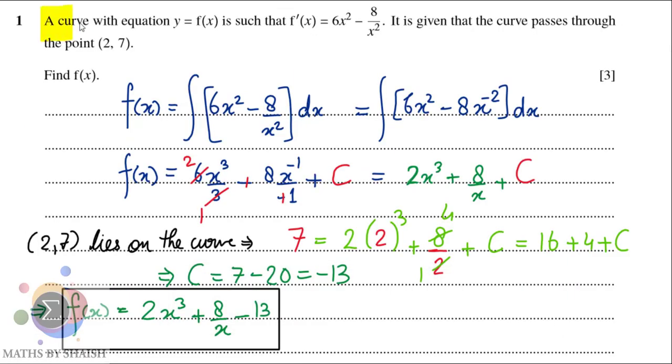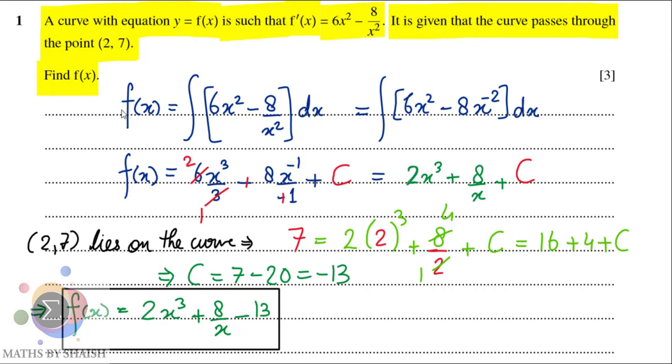So here's the question. A curve with equation y equals f(x) is such that f dash x is given as 6x squared minus 8 over x squared. It is given that the curve passes through the point (2, 7). Find f(x). So we know that whenever we have f dash x given and we need to find f(x), we are going to do the integration. So that's what I have done here.